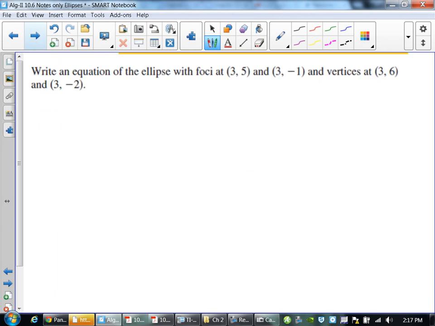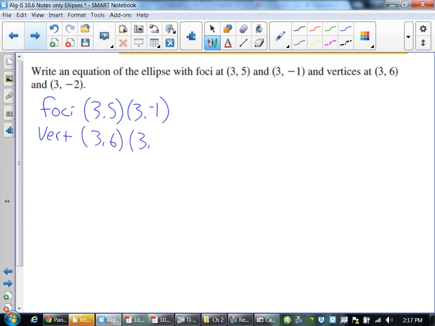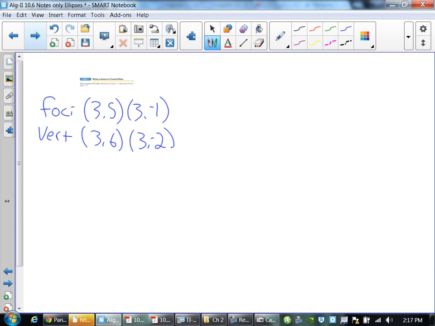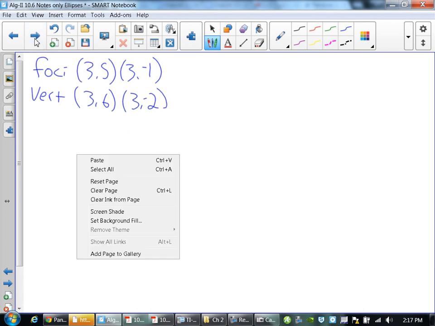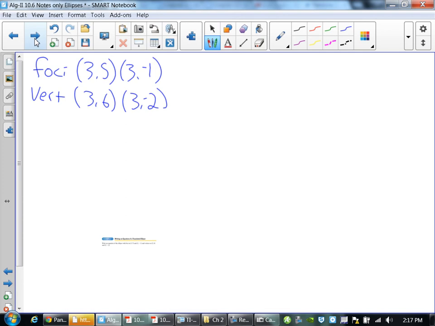All right, let's do this. Foci at (3, 5) and (3, -1). Vertices at (3, 6) and (3, -2). Let's write the equation given that information. We did this yesterday as well, but one of your ordered pairs was always 0. Today it's not. But you can still figure out which direction everything's going and still work out your values of A, your values of B, maybe your values of C, and still be able to substitute in.